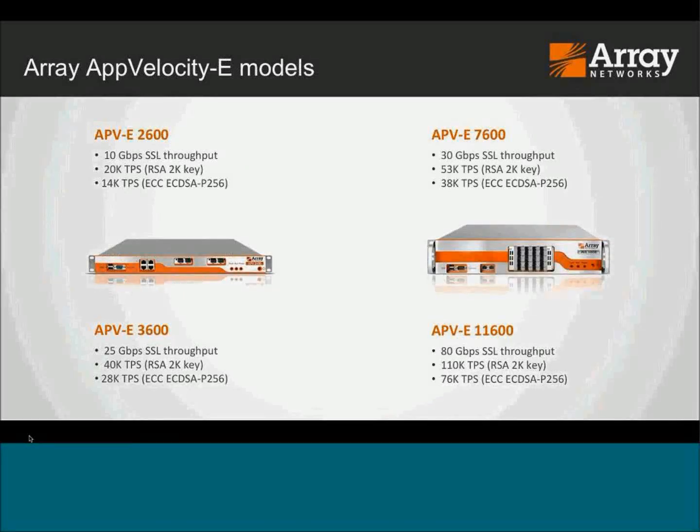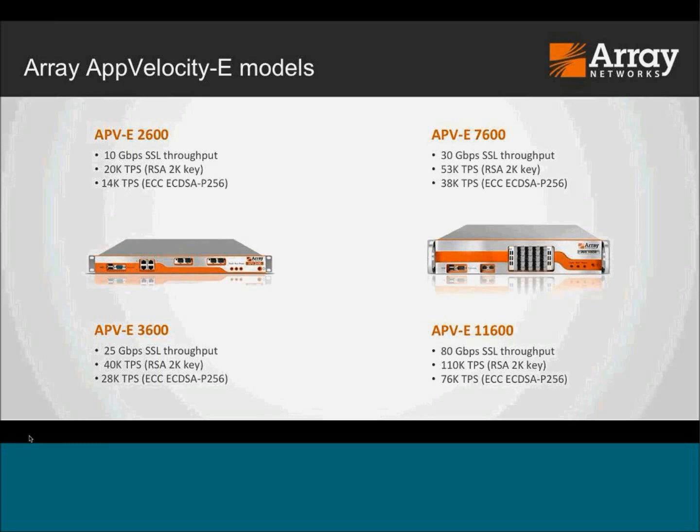These are the four new models that we introduced in the AppVelocity-E product line. We have what we call entry level, but our entry level is pretty powerful, right? We have our entry level, the 2600, a lower mid, the 3600, a higher mid, the 7600, and the 11600, our high end. On the AppVelocity-E 7600, this is the one where F5 supported 27,000 ECC transactions per second, and this is the one where you can see that Array is supporting 38,000 ECC TPS, right?